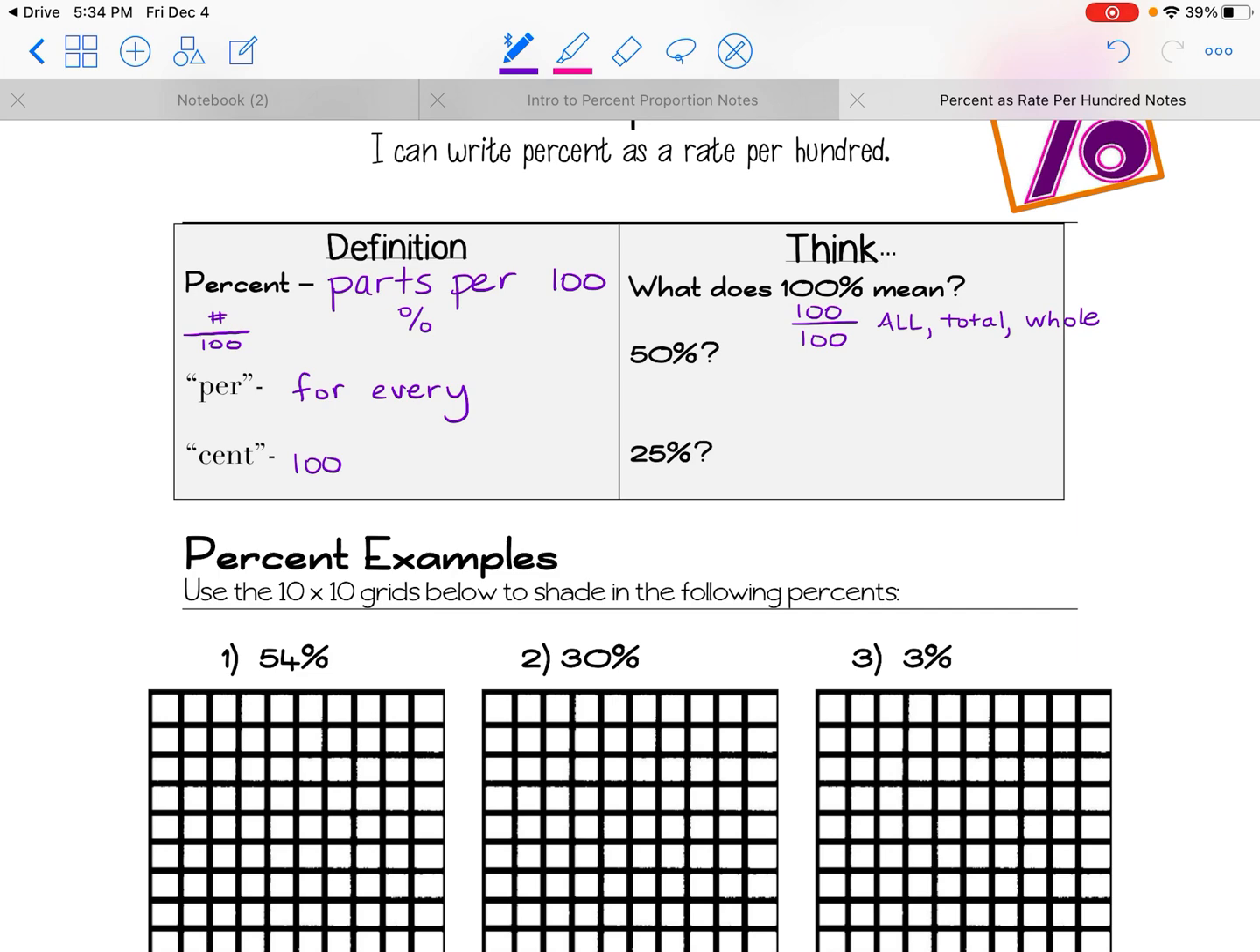So what would 50% mean? 50% would mean 50 out of 100, and we know that's the same as a half. If we were to simplify that fraction, that's the same as a half. So 50% means half of 100%, and it means 50 out of 100.